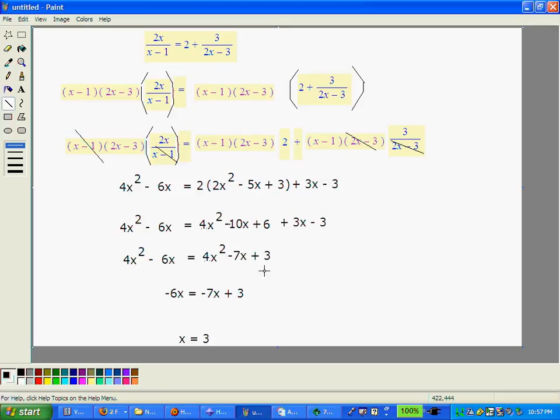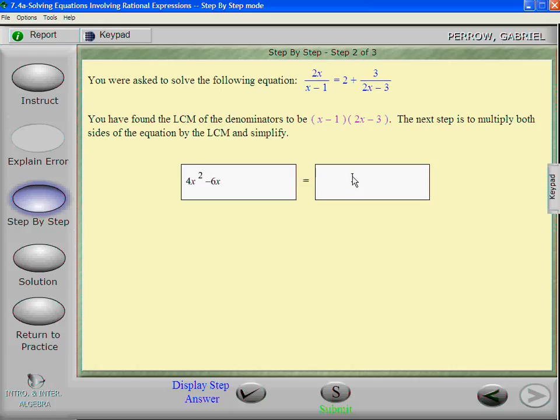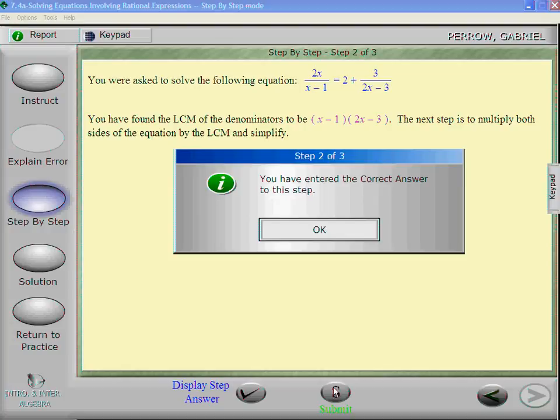Okay, so we've got that, and that's what they're asking for on the next stage here. So 4x squared minus 7x plus 3 is what I'm going to type in right here. Okay, so that will satisfy Hawks on that step in the practice mode. And we've already done the remaining steps in the paint mode here.